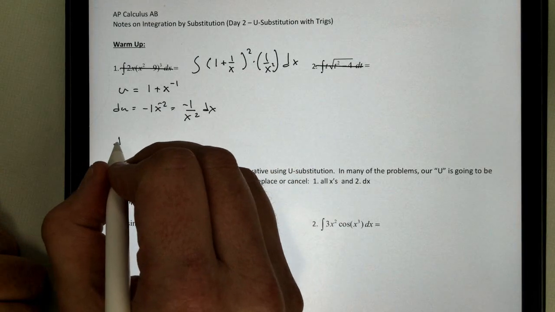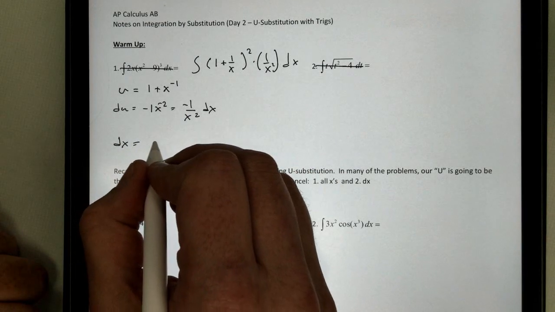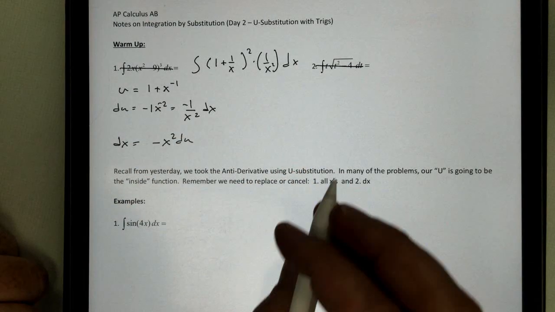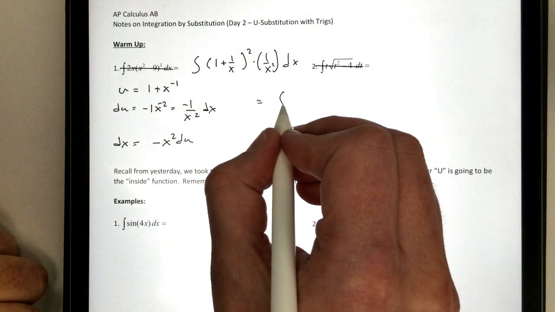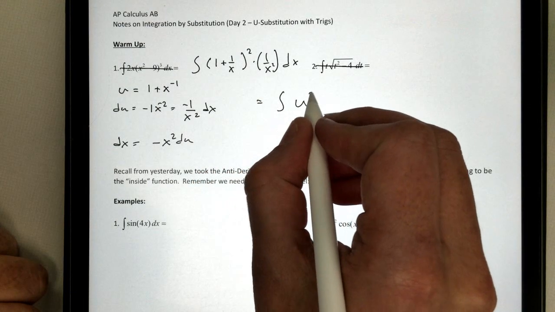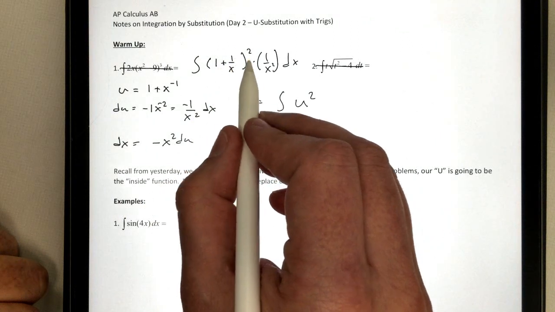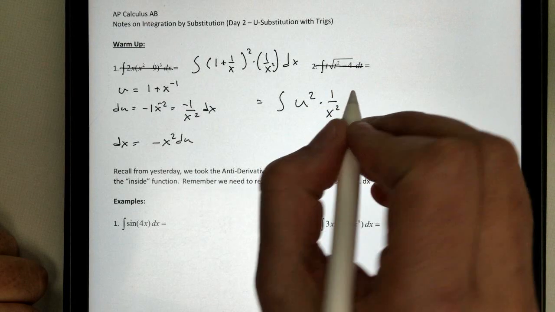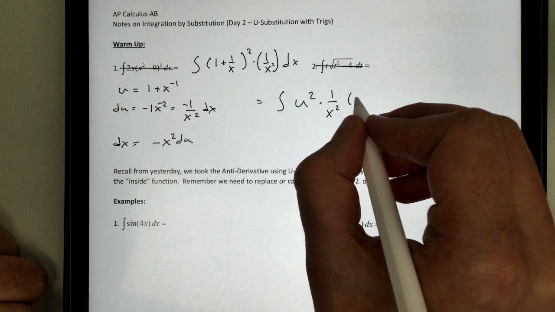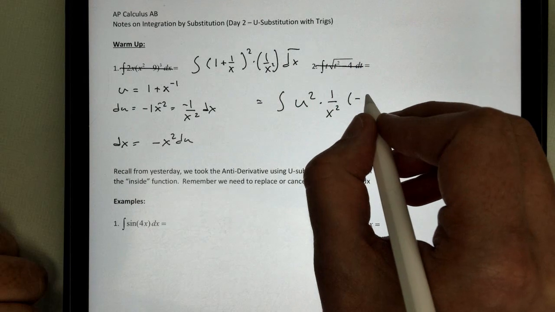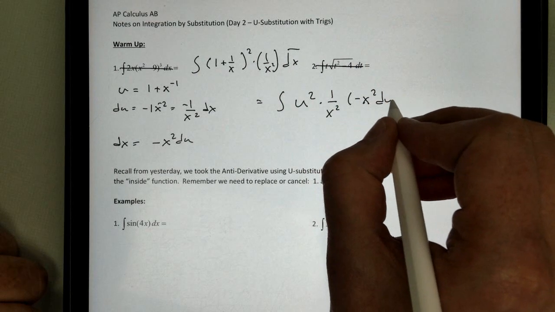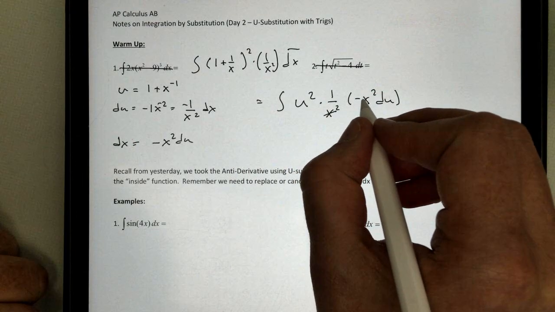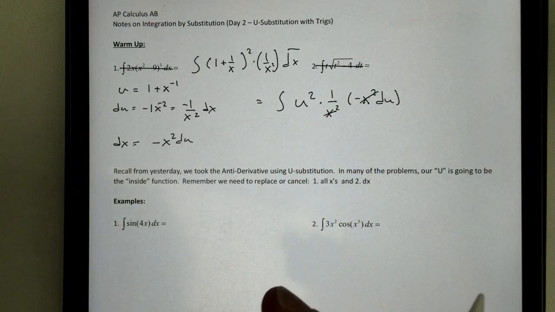And solving for dx, we're going to get negative x squared du. Remember, we're just going to multiply there. If I were to rewrite my integral, we would now get u squared, because remember this 1 plus 1 over x is just u, times 1 over x squared, and then our dx is just this negative, I'm replacing my dx now, this negative x squared du. And notice the x squareds cancel. We said yesterday if they don't cancel, you did something wrong. Go back and fix that.